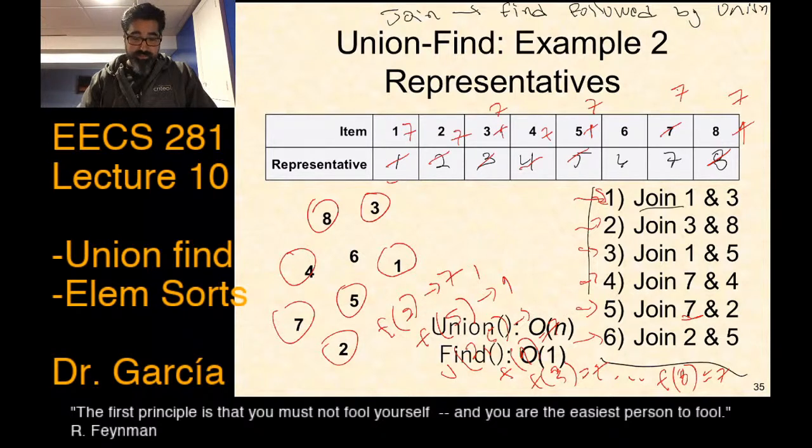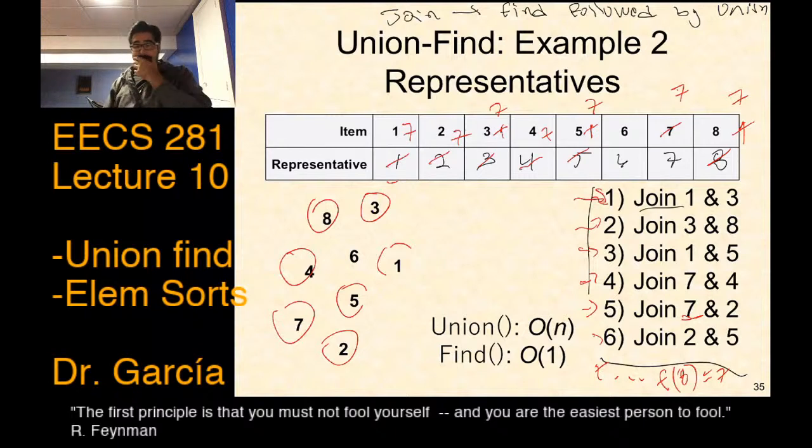Let me erase some of this stuff. Okay, find is constant time. But then union is going to be linear time. So that's our first algorithm for union find that uses representatives.